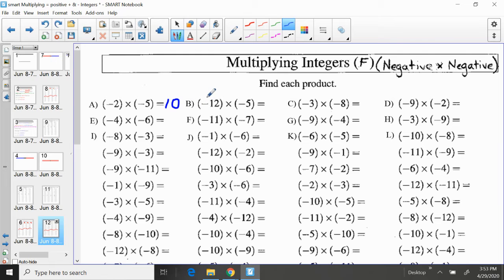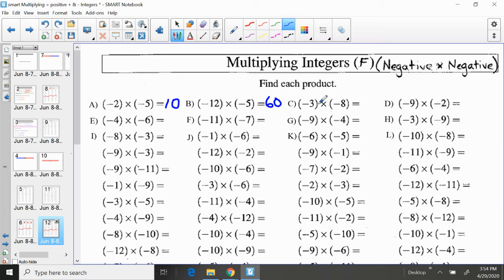Looking at B, -12 times -5. Negative times negative is positive, so I know my answer is going to be positive. So simply, what's 12 times 5? 60. And a little note, I don't have to put positive 60, or back here, I didn't have to put positive 10, because if I don't put a symbol, then I know automatically that the answer is positive. Let me go with a small eraser here. There we go.